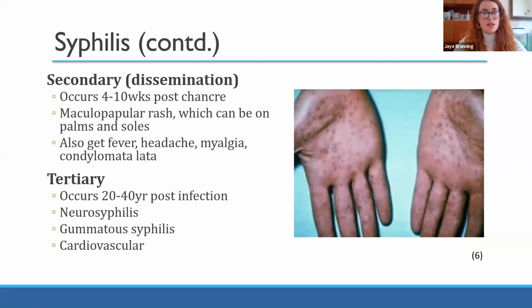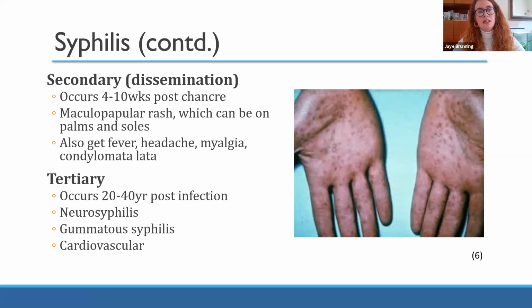Then when we talk about the next stage of syphilis, the secondary stage, we're talking about the dissemination phase throughout the body. This occurs 4 to 10 weeks after the chancre disappears. And the patients get a maculopapular rash all over their body. What's interesting is this rash in about 10% of people can be on the palms and the soles. Often a lot of the viral rashes don't affect the soles or the hands or feet. You also get a fever, headache, myalgia, and this thing called condylomata lata, which is a raised pale plaque on the flexural surfaces, so the antecubital fossa and the back of the knee. So if you see this word condylomata lata, then typically what that means is syphilis.